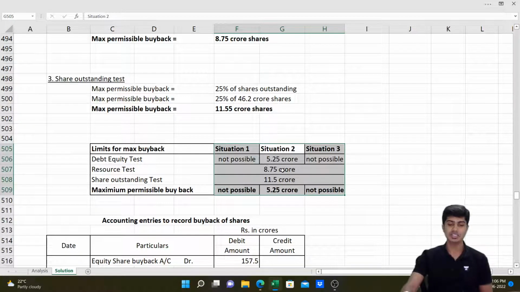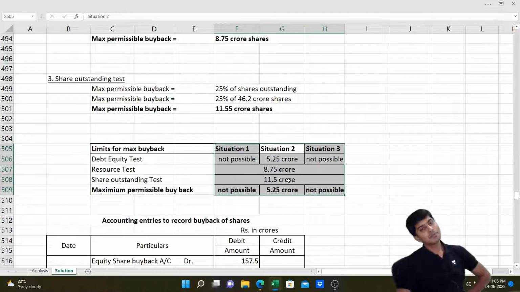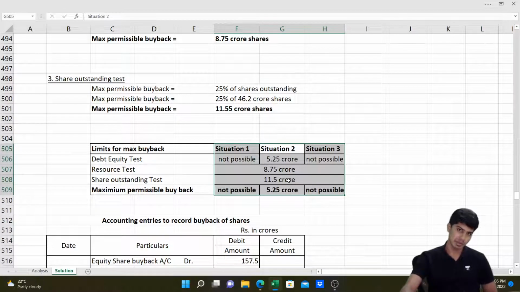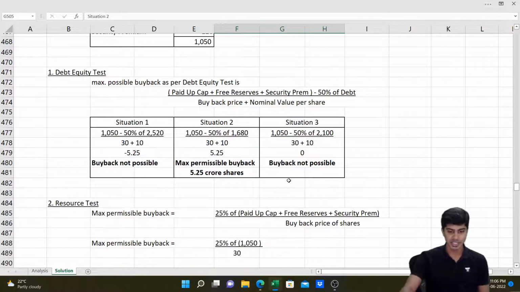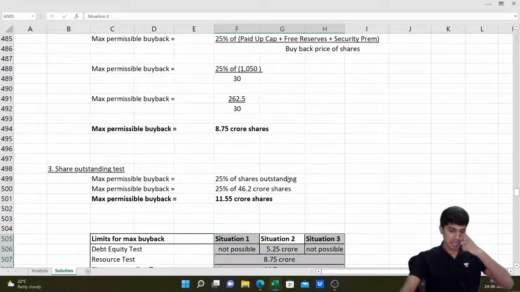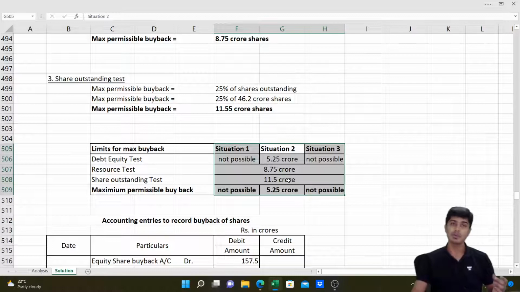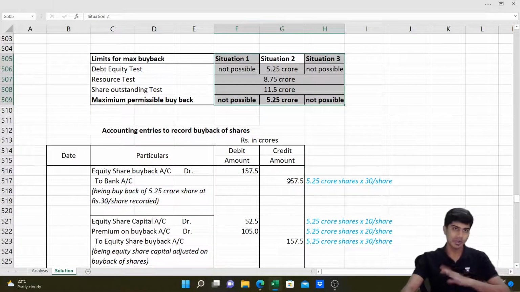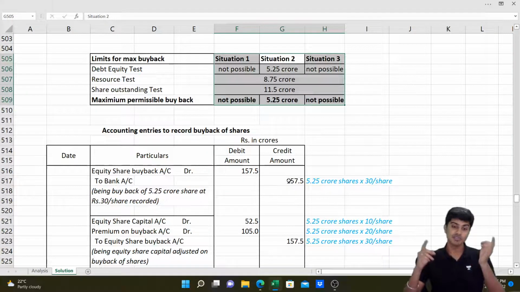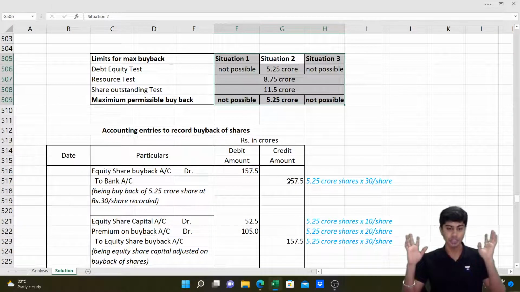The resource test says 8.75 crore and the shares outstanding test says 11.5 crore. Complying with all the conditions, the maximum permissible buyback is only in the second scenario, wherein the debt is 1680 crores. The answer is about 5.25 crores. If you buy back 5.25 crores, the first entry is: equity share buyback account debit to bank account. You need to pay the money. This is for 5.25 crores into 30 rupees.